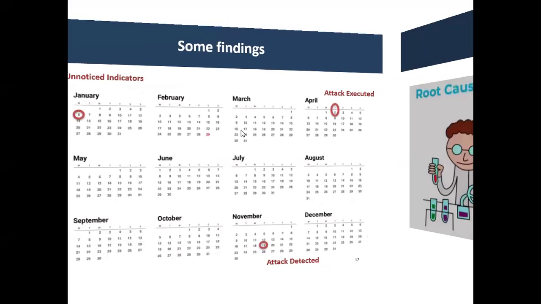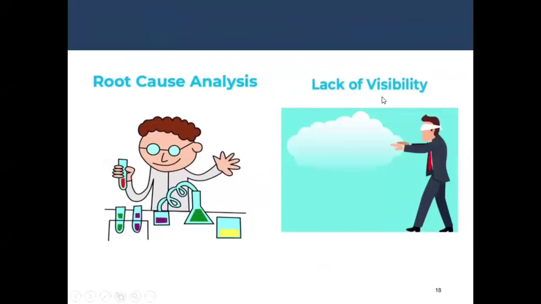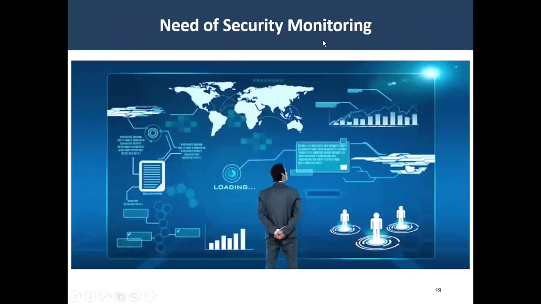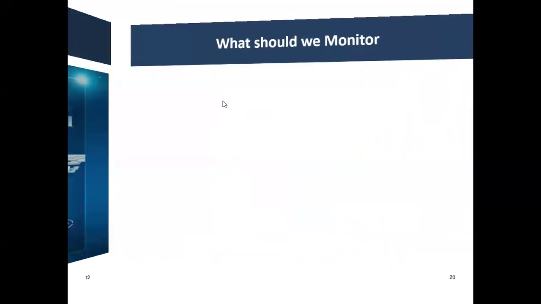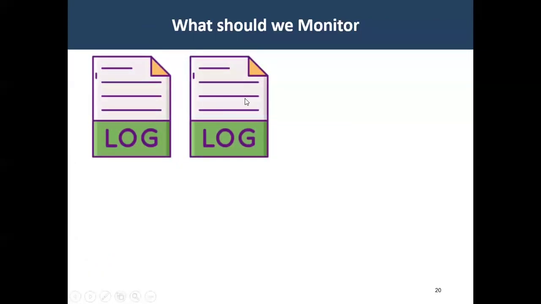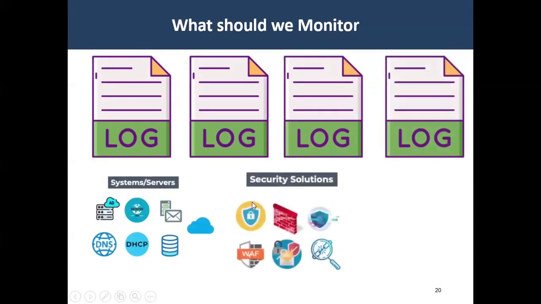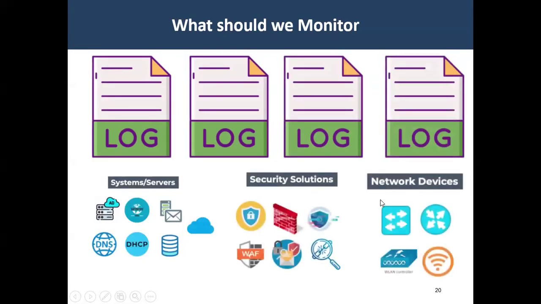So with this, we got to know that the root cause analysis says there is a lack of visibility. We don't know what is happening on a network, on endpoints, or applications, or any services. So we need to have visibility into our system. We should have security monitoring services here. So SOC comes in. There is a dedicated team which monitors everything happening on these assets. It means we should monitor logs. Logs are nothing but the occurrences that happen on the device. These logs are generated from several devices like systems, servers, security solutions, network devices, endpoints, and so on.